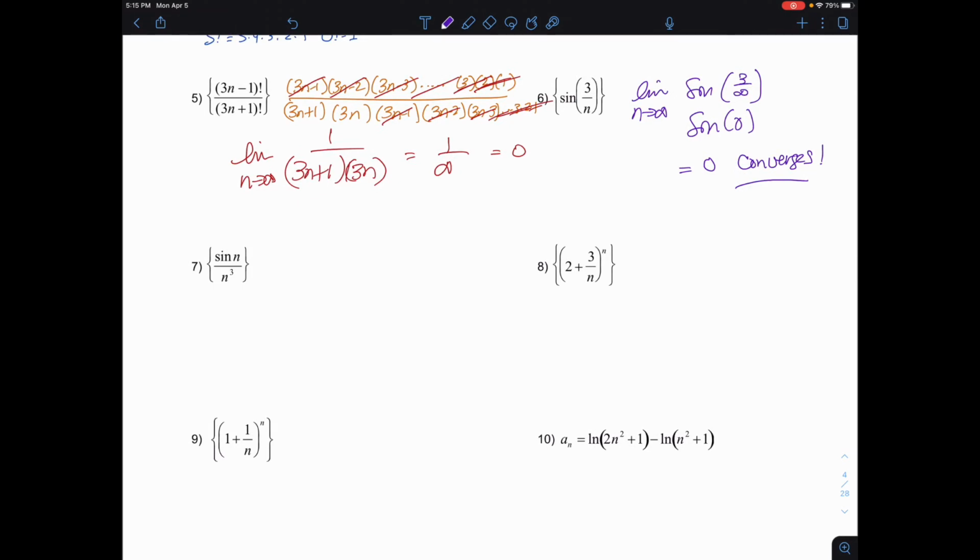Let's look at number 7. On number 7, we have the sine of n over n cubed. So we're doing the limit as n goes to infinity of the sine of n divided by n cubed. Well, we know the sine of n. What do we know about that? That's between -1 and 1. I don't know what the value is, but I know it's between -1 and 1. And then I have infinity raised to the third power, just infinity getting bigger. So I'm dividing some number between -1 and 1 by some really big number, which gives me 0. So this converges to 0.